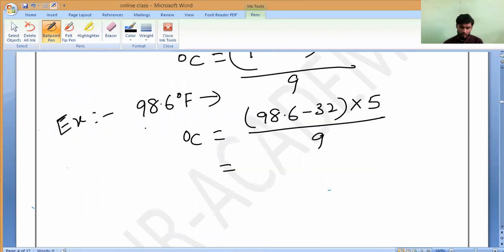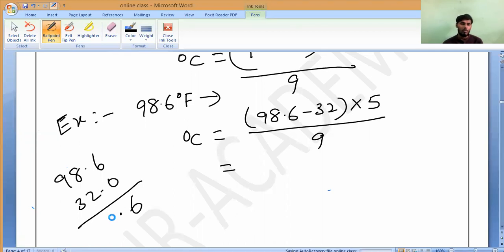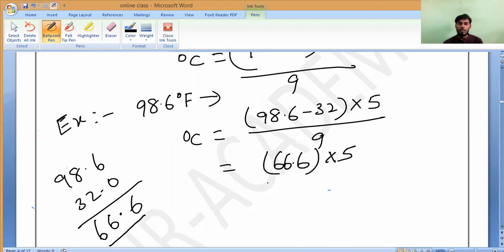How much? Find it. 98.6 minus 32. Observe carefully. 6 minus 0, 6. 8 minus 2, 6. 9 minus 3, 6. It is equal to 66.6, into 5 divided by 9. Is it yes or no?